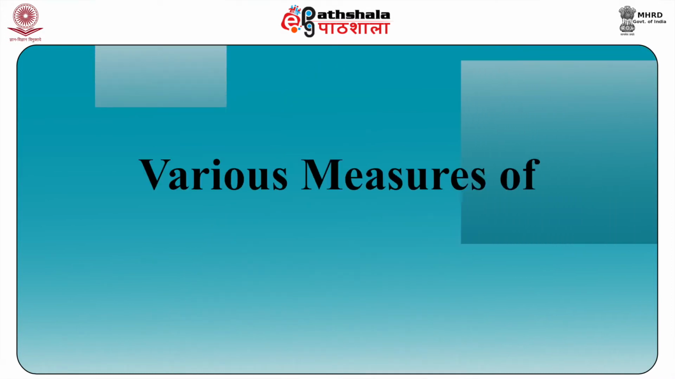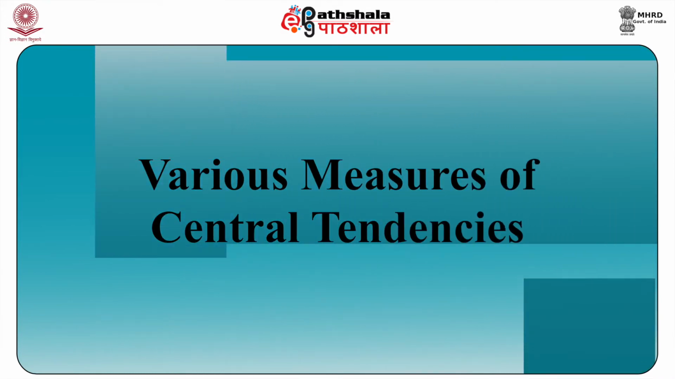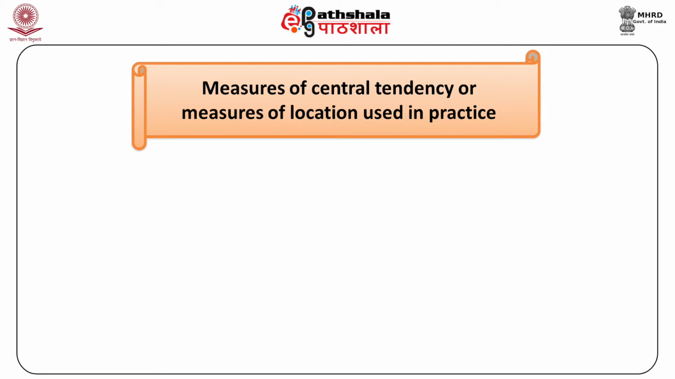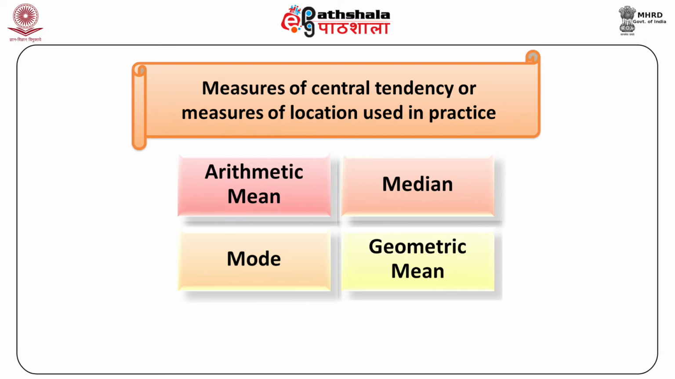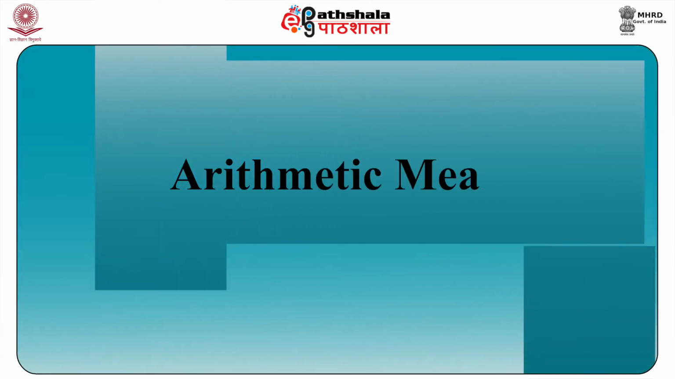Now let us look at the various measures of central tendency. The measures of central tendency or measures of location used in practice are: number 1, arithmetic mean; number 2, median; number 3, mode; number 4, geometric mean; and number 5, harmonic mean. We will take up each one of them in detail. Let us begin with arithmetic mean.